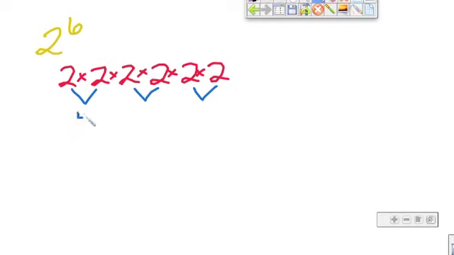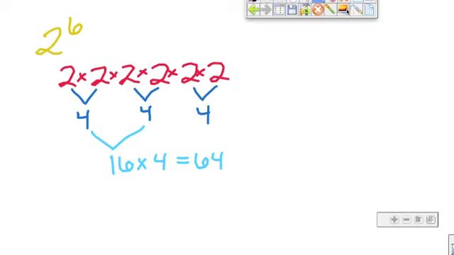2 times 2 is 4. 2 times 2 is 4. 2 times 2 is 4. So now we took this huge group and we have now 3 numbers to work with. Again, we can chunk it again. Let's do these two. What's 4 times 4? It's 16. And now we just have to multiply by our remaining number, which is times 4. And 16 times 4 is going to give us 64.